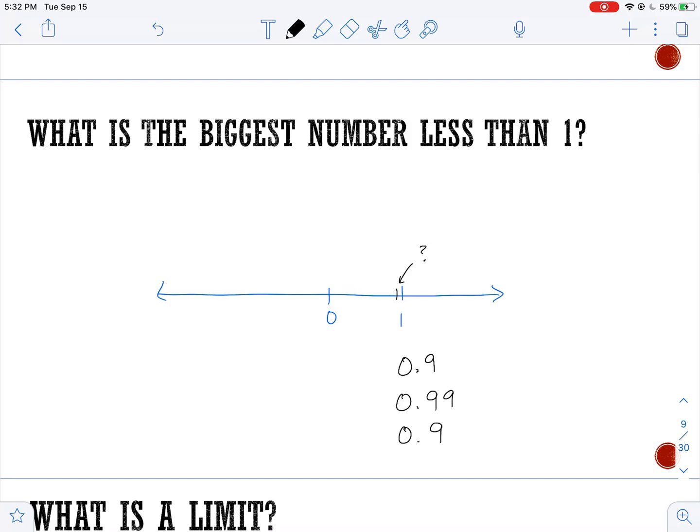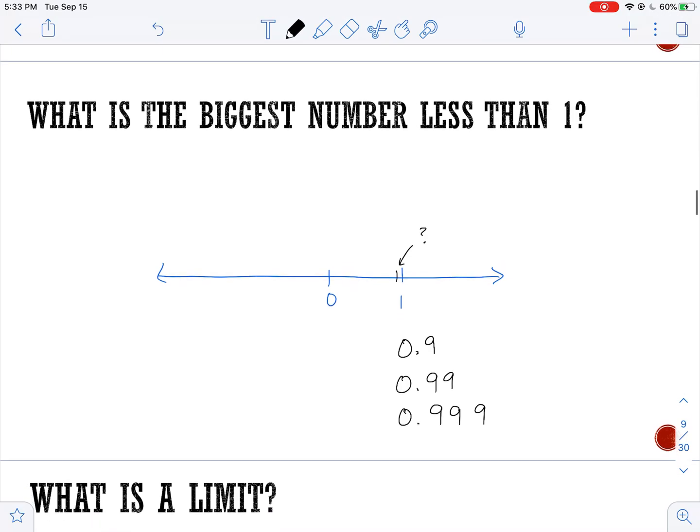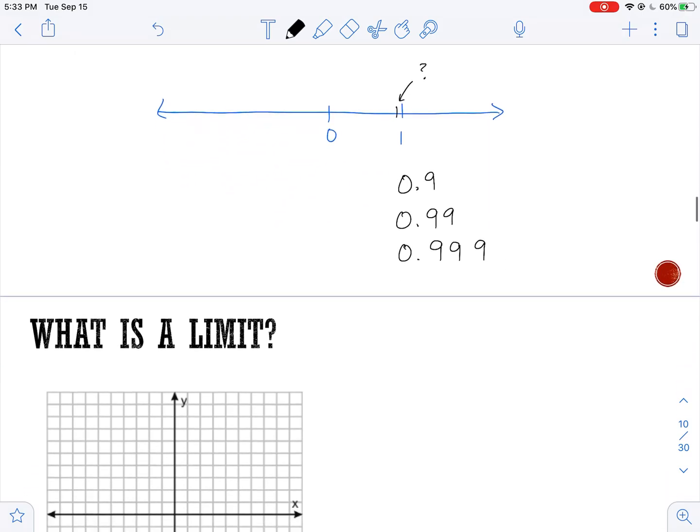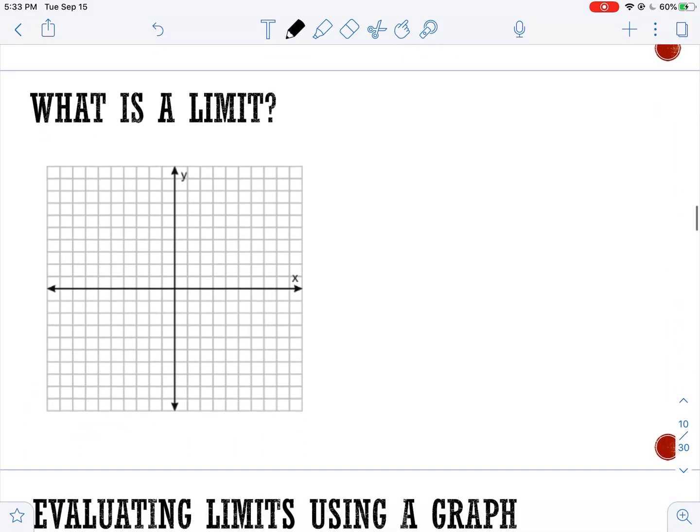Yeah, I could do 0.99. Could I get even closer? Sure, 0.999. I could keep going on and on and on and just keep adding 9s, but I would never get as close to 1 as I could possibly think. So getting to 1 would be like a limit of 1. I can get so close to 1 but not equal 1 by just continuously adding 9s. So that's kind of like what limits are going to be like.